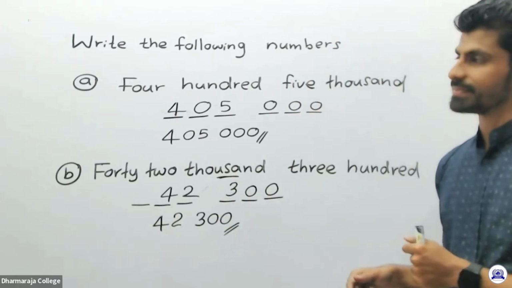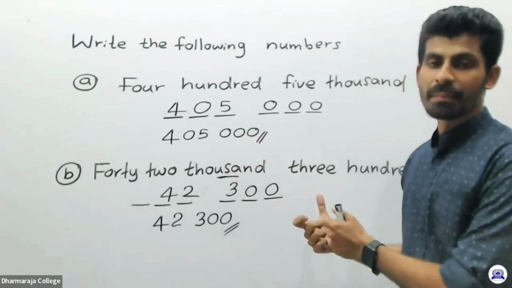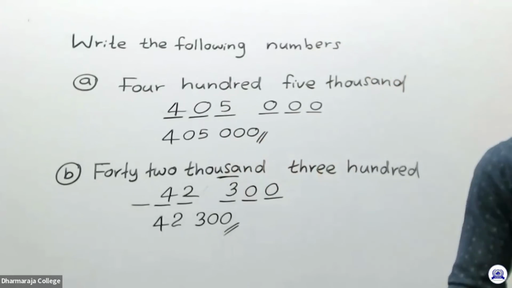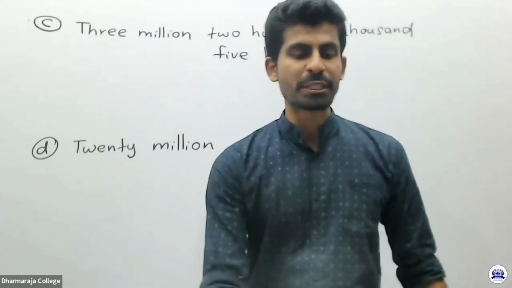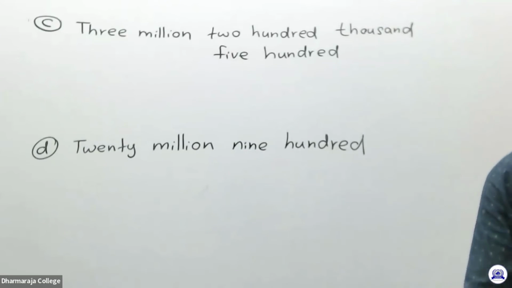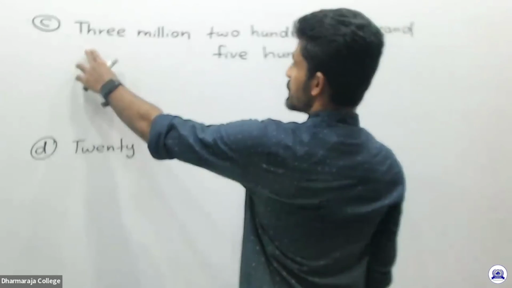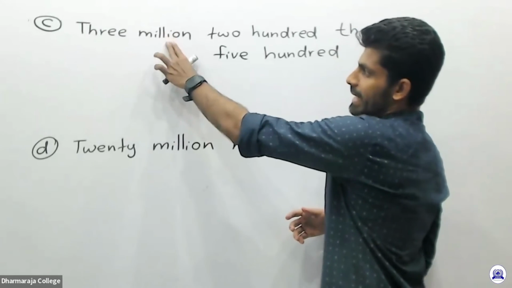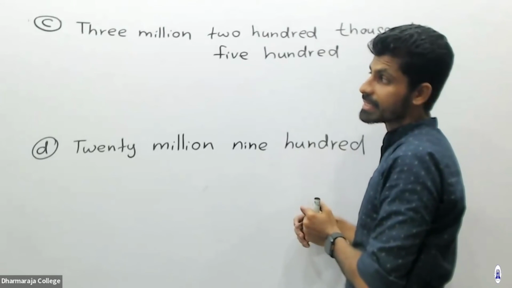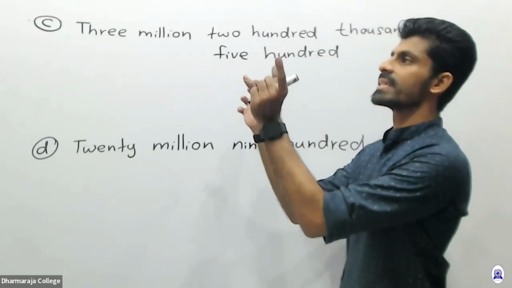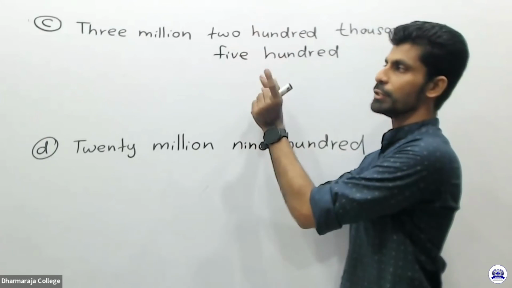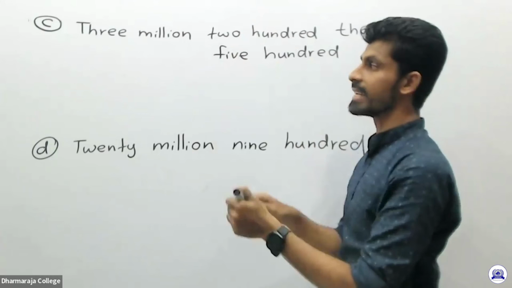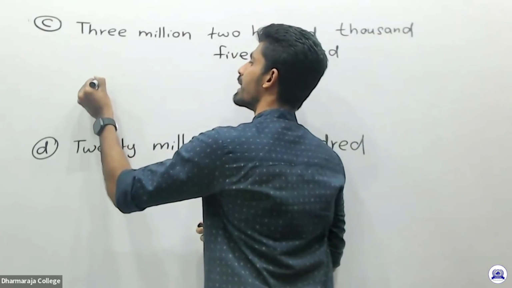Right? Easy. Question number A and B. Look at question number C. 3 million. Period means units, thousands, millions. 3 million.